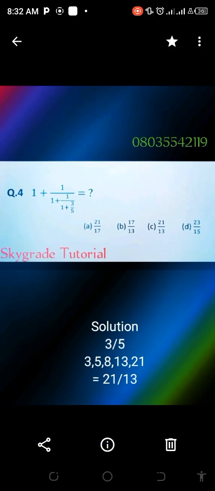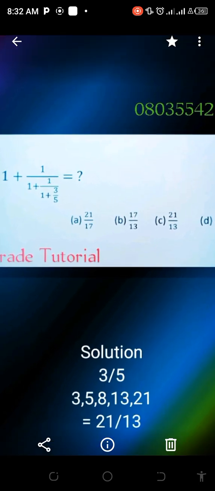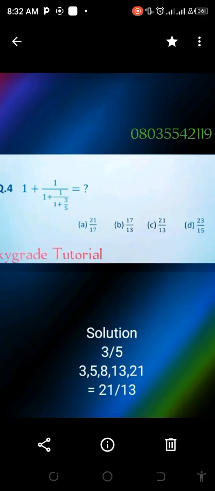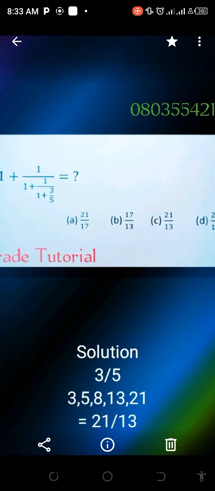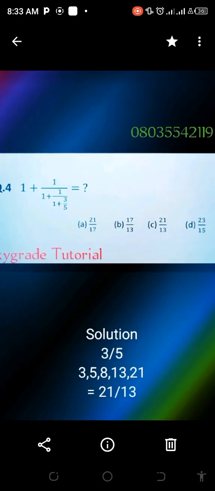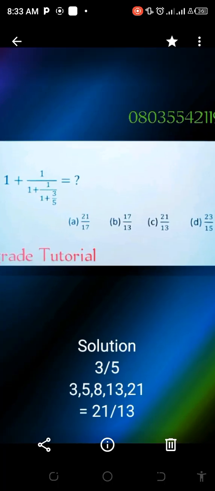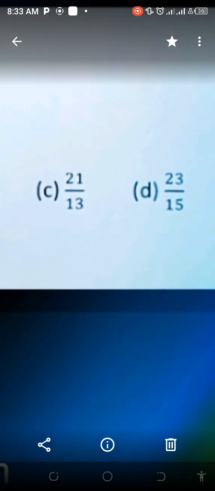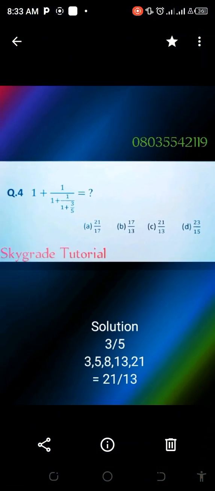And then our solution is 21 over what? 13. 21 over 13. This question has the same answer as the other one, though they are different. They are not the same word question. So our solution is 21 over what? 13, as can be found in what? Option C. Any question?